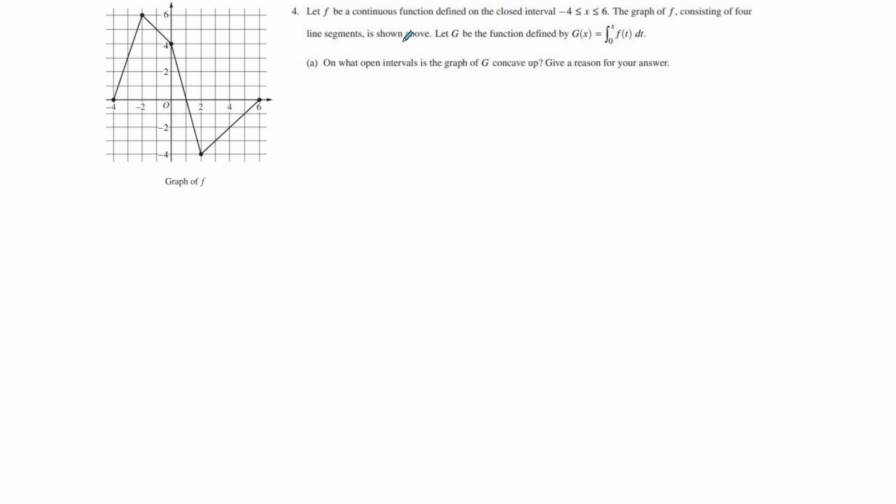So in this question, most of the time you're going to be given a graph of f or f prime or whatever, and then they're just going to start throwing questions at you. And so in this one, we're told that f is a continuous function defined on this closed interval, and the graph g, which consists of 4 line segments, is shown above. And then we're told g of x equals the integral from 0 to x of f of t dt.